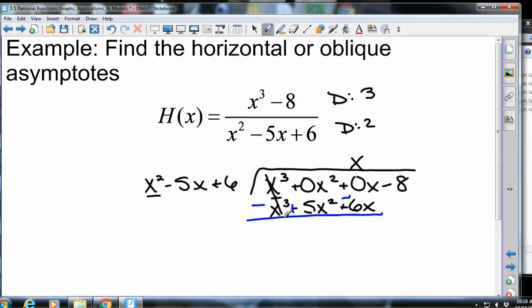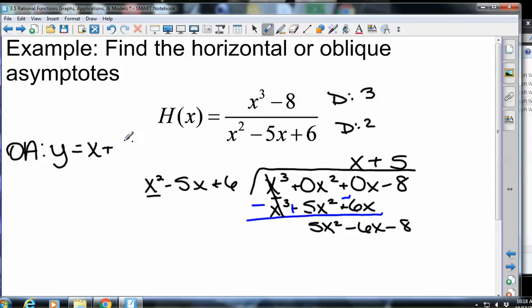Do that. My x cubed drops. 0x squared and 5x squared would be 5x squared minus my 6x and my 8. 5x squared divided by x squared is 5. And that's all we need. So we can say it's oblique y equals x plus 5. So you have to say that's oblique or this one.